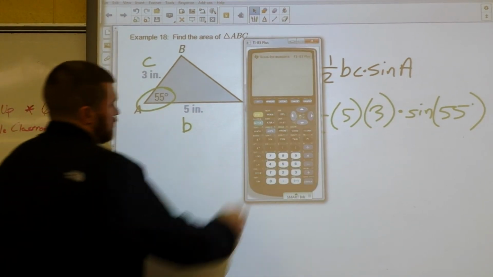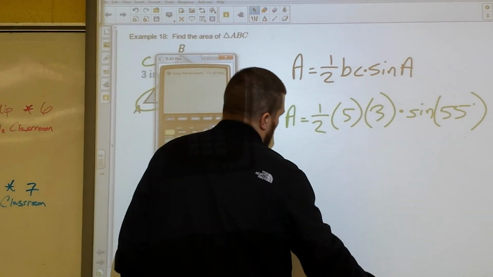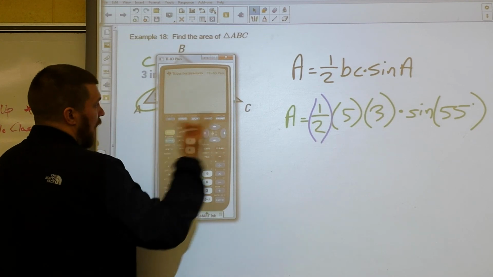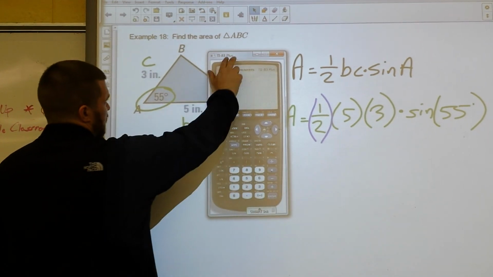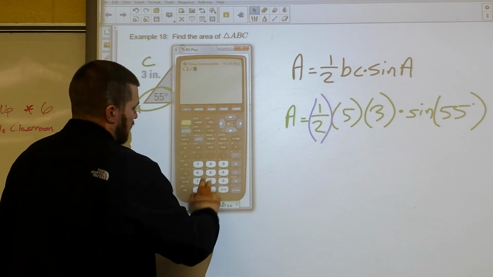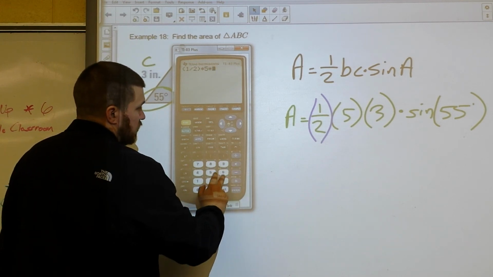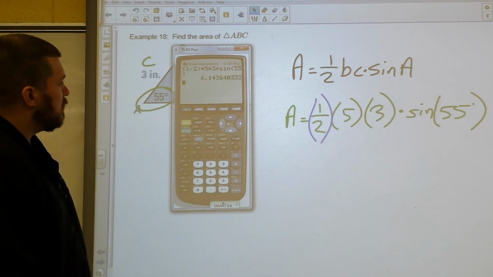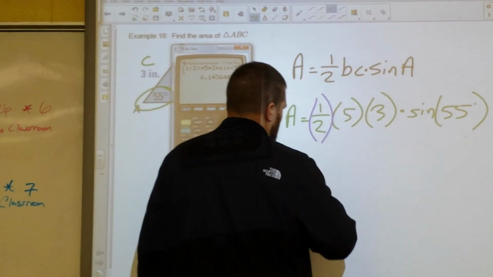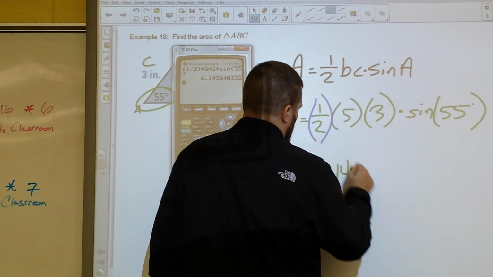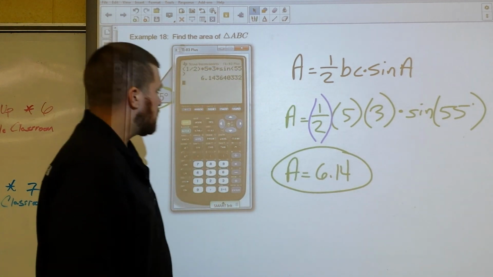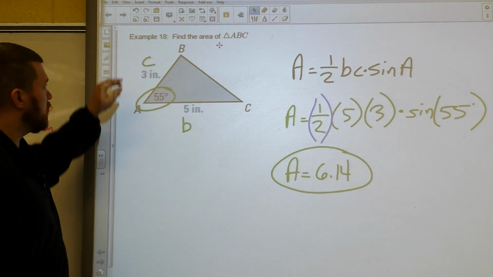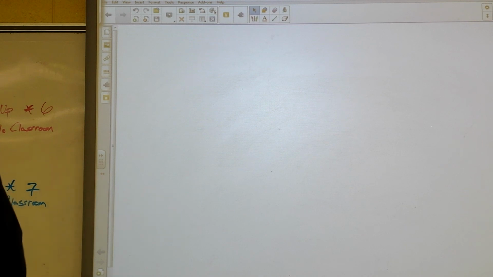And so I'm going to use my calculator now and just type this in exactly the way it looks. When you do type it in, though, remember, every fraction has to be in parentheses for it to work. Okay? And I'm in degree mode because in my picture I had 55 degrees. So 1/2 times 5 times 3 times the sine of 55 degrees. And that'll give me the area of this triangle, which is about 6.14. So the area of this triangle is about 6.14 units squared. So again, this formula works no matter what type of triangle you have. And that's it for this video.